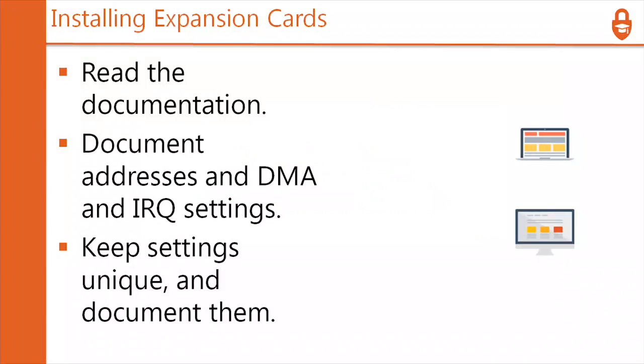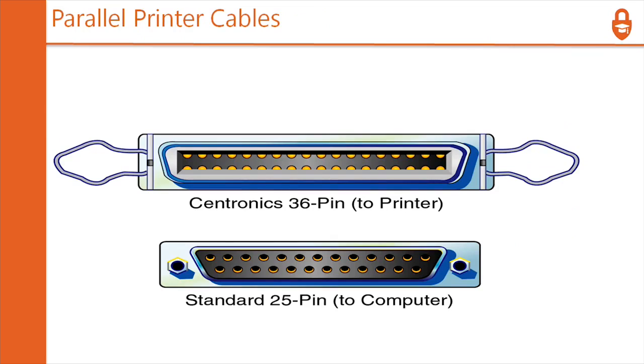Configuring expansion cards. So installing expansion cards, you have to read the documentation. This was very important before; they told you exactly which IRQs and addresses to use with respect to COM ports and stuff. Again, we don't use these today. But you want to document addresses in DMA and IRQ settings. You need to know because they all have to be mapped out. You don't want to walk up to a computer and they don't have that documentation anywhere. You've got to go physically figure all that out again. That takes a lot of time. You want to keep settings unique and document them.